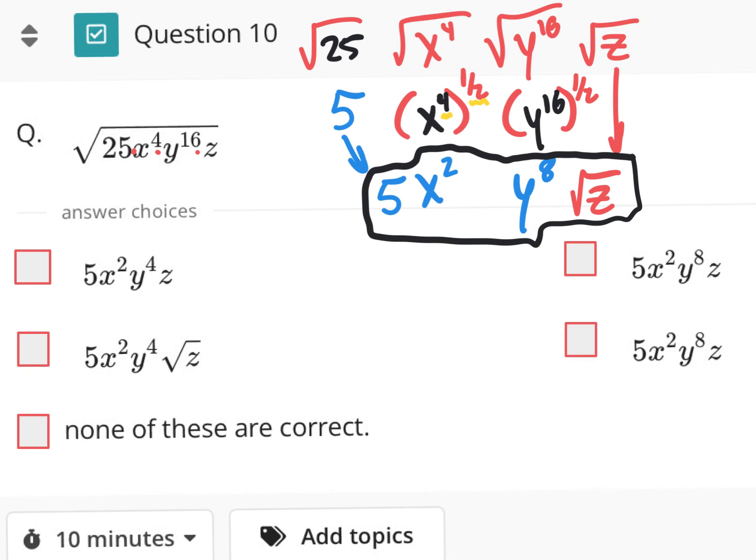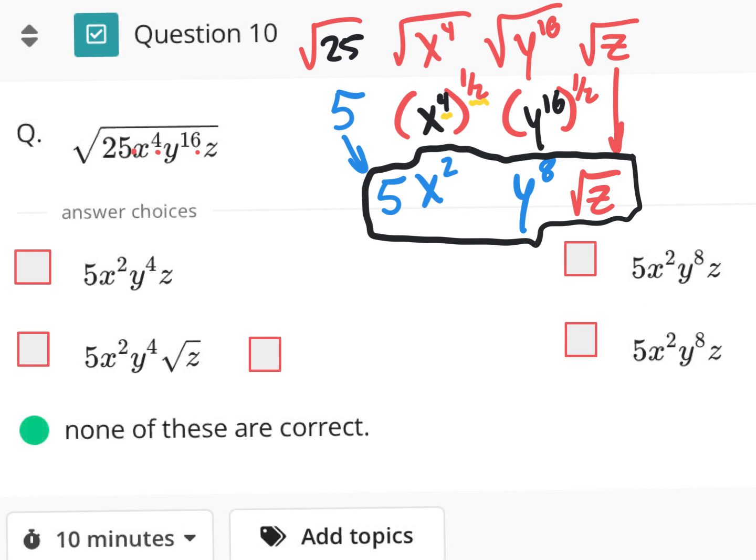5x squared y, nope, 5x, nope. 5x squared y to the 8th, oh man, all we needed was a square root of z right there, and that would have been it. And what the heck, this is the same exact answer. Well, obviously the answer is none of these, because the correct answer is not there, even though I messed up on those options.